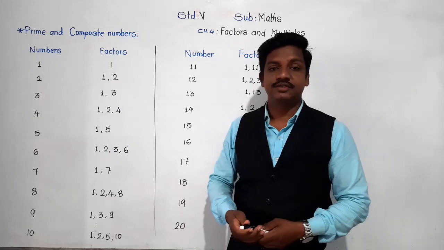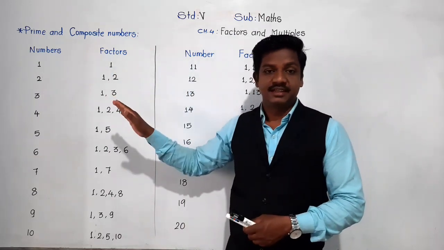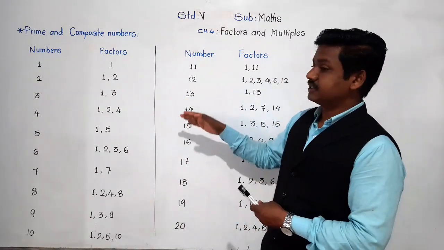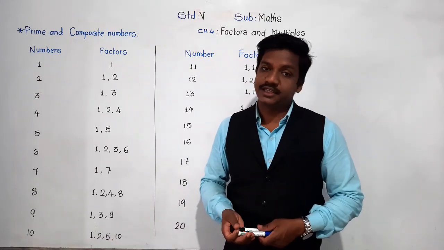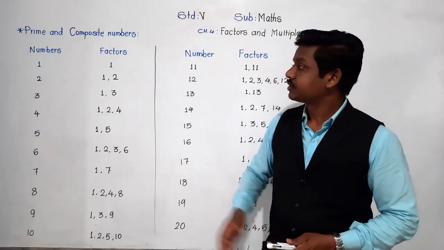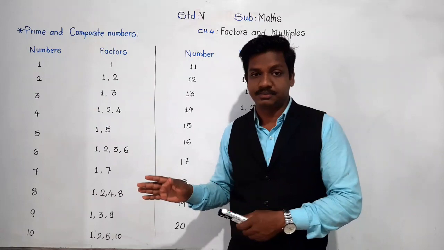Already one lecture I have given on the prime and composite numbers. So today we are going to learn in detail what is the concept of prime and composite numbers, okay? And after understanding this concept, you have to solve practice 4.9, which is based on prime and composite numbers, okay? So let's learn what is actually meant by prime numbers and composite numbers.